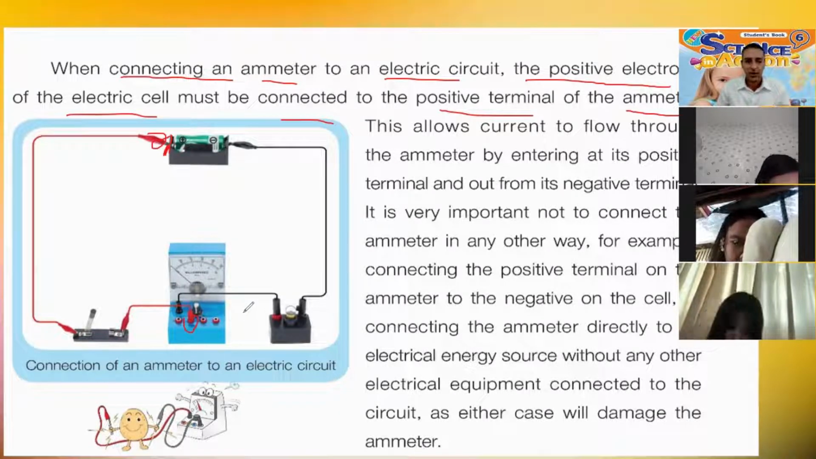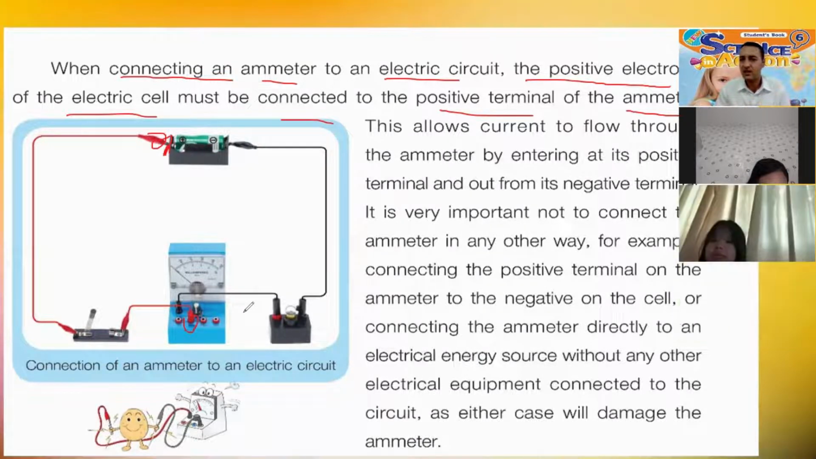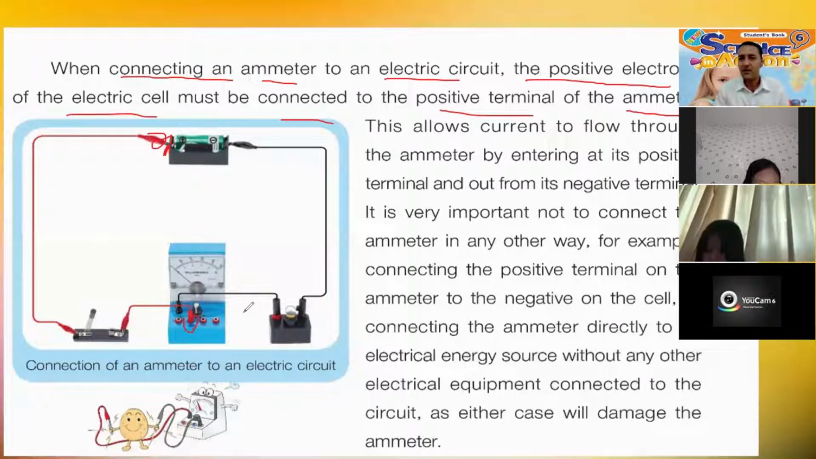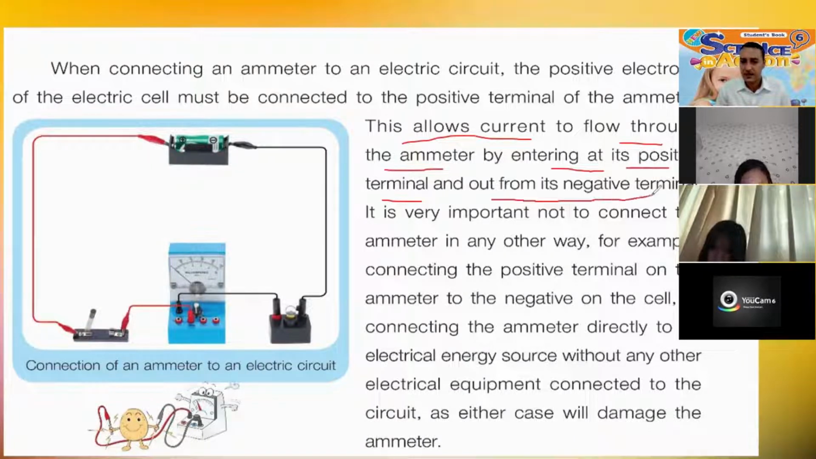So you have to make sure when you are connecting an ammeter to an electric circuit that the positive electrode of the electric circuit cells must be connected to the positive terminal of the ammeter. So why do we do that? This allows current to flow through the ammeter by entering at its positive terminal and out from its negative terminal.